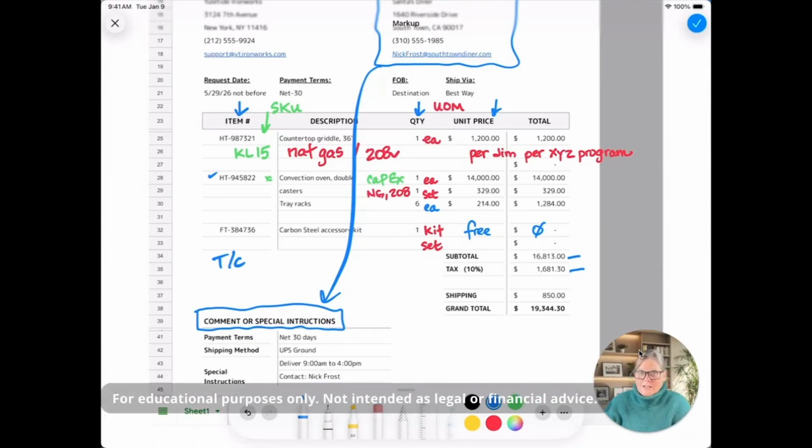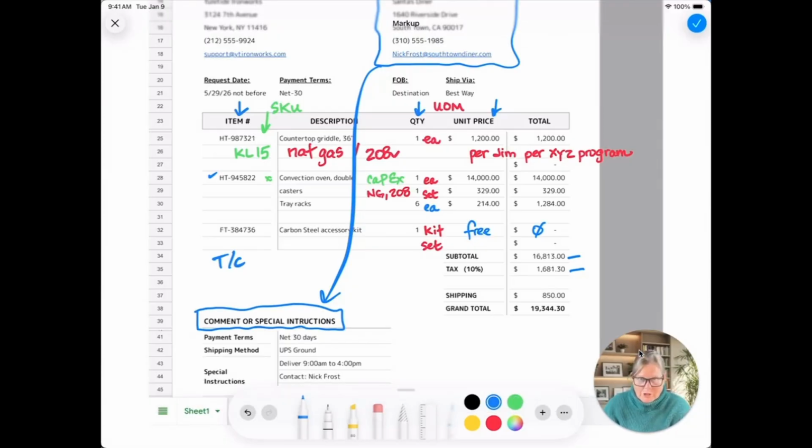I'm not offering any sort of legal advice here, but you just want to double check that and make sure that you have everything good to go. Now, for the purposes of this video, let's assume that this buyer has all their resale tax certificates. Everything's good. So we'll cross this out.